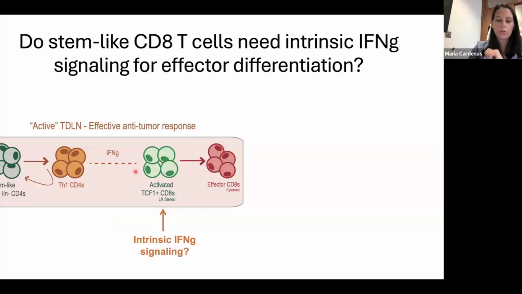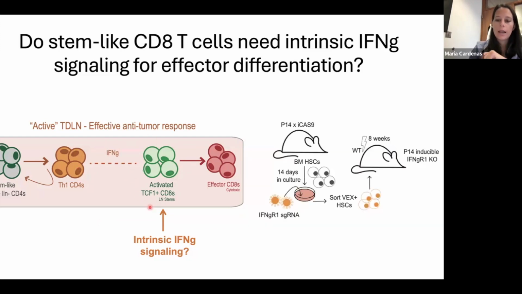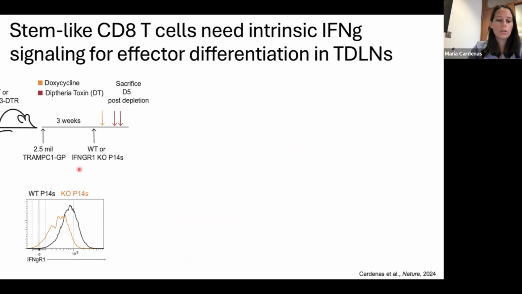Now, interferon gamma, as I said before, can act on many different cells. And so we wanted to see if this was a direct link of interferon gamma from the CD4s intrinsically on the stem-like CD8 T cells. And how we did this was also through a bone marrow chimera system. We developed an inducible interferon gamma receptor knockout CD8 T cell. And so these are P14s. These P14s are TCR transgenic CD8s that are specific for the GP protein within these tumors. And we can inducibly knock out the interferon gamma receptor also with the presence of doxycycline. And this is just a confirmation of the knockout after doxycycline.